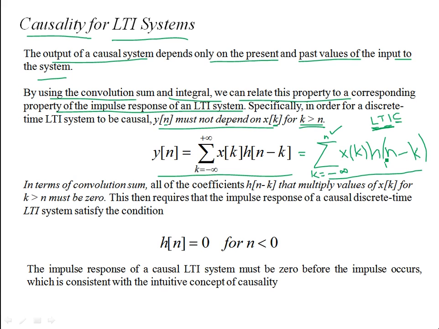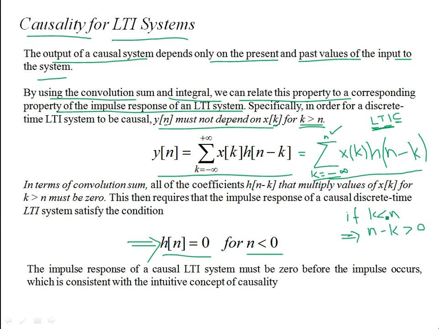You see how we relate this to the impulse response: for this range of k, minus infinity to n, h of n minus k can't take a negative argument. If k is bounded by n, so k cannot be greater than n, then this should imply that n minus k is always greater than or equal to 0. What does this imply? This implies that h of n is 0 if it takes a negative argument.